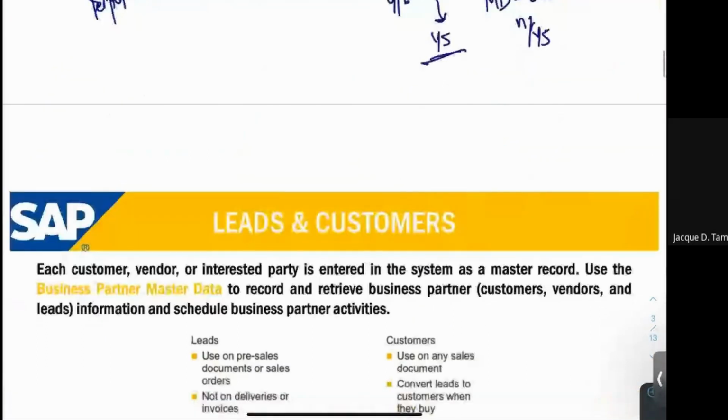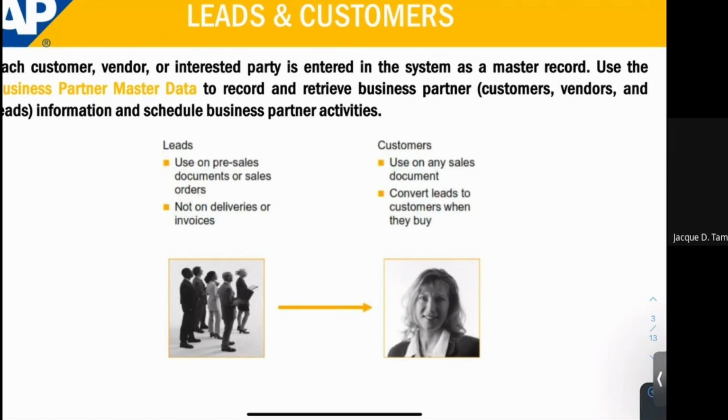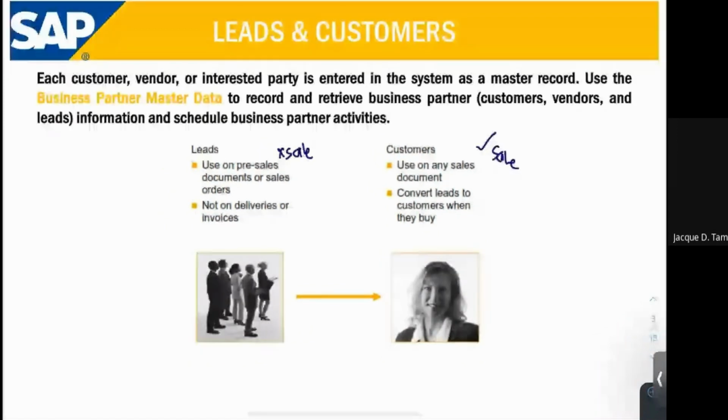Now, we talk about your leads and customers. So a while back, as I told you, we have certain business partners which we consider in your SAP. So in your sales, we only consider leads and customers. On your leads and customers, leads are not actual customers, while customers are actual customers, meaning they purchase or we have a sale on them. While leads, we don't have a sale on them. Customers, we have a sale on them.